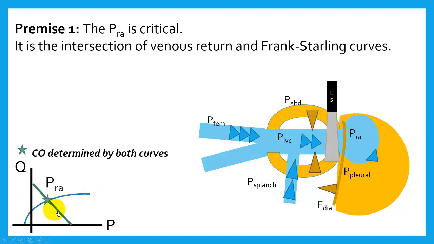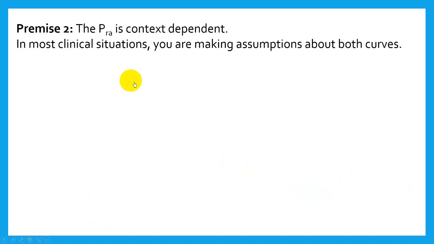So as cardiac output increases, you can increase venous return, and you can shift this curve to the right and increase right atrial pressure, which up to a point will improve cardiac output, but it's actually the intersection of these 2 curves that determines your cardiac output. Now, this right atrial pressure is context dependent, right? So in most clinical situations, we're making assumptions about both curves.